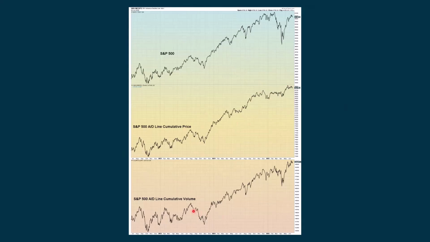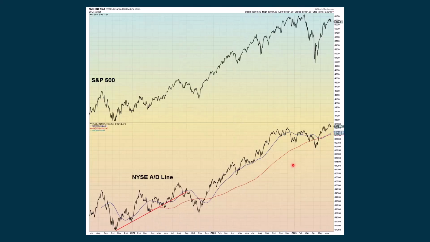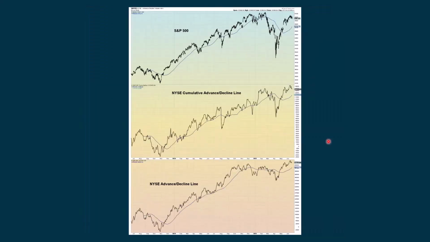And then we have a cumulative advanced decline line for the S&P based on volume. This is actually holding up a little bit better. It actually broke out and set a new all-time high, but since has been pulling back a bit. But really nothing all that insightful that we're getting from this chart. Then we look at the NYSE advanced decline line, and this is still holding up fairly well.